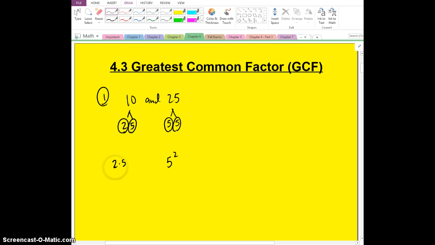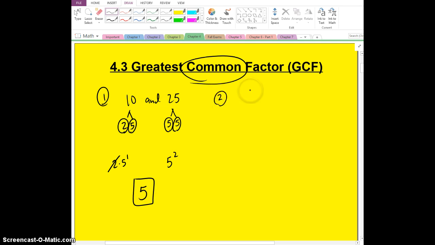Well, what you do is you look to see which numbers they have in common. Now, they don't share a 2, so we can cross the 2 out. The 10 has one 5, the 25 has two 5s. So we take the one with the smallest exponent. So we just take 5, and that's our greatest common factor of 10 and 25. Again, think about what is the greatest number that goes into both 10 and 25, and 5 will be your answer.